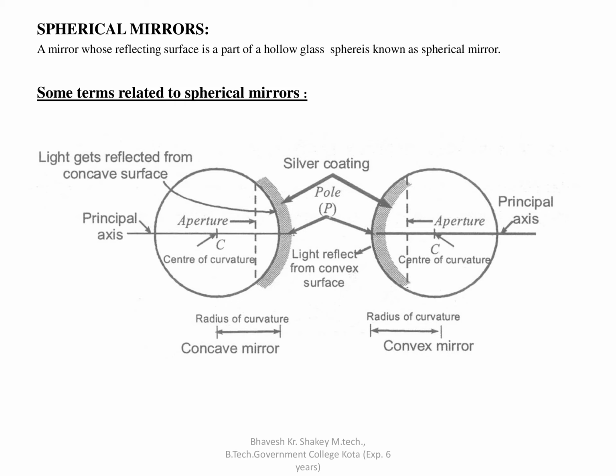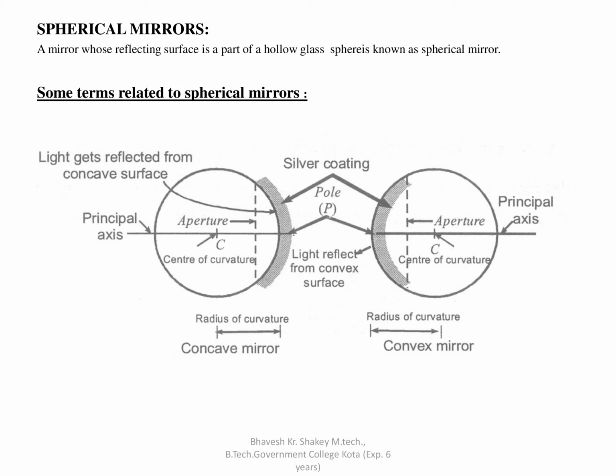So the first term is the pole. The central point of the mirror is called its pole. As you see, this is the hollow glass sphere, and we are forming a mirror from a part of that hollow sphere surface. The middle point, the center point of that surface from which we are forming a mirror, is called its pole, and we denote the pole by P, as you can see in the diagram.